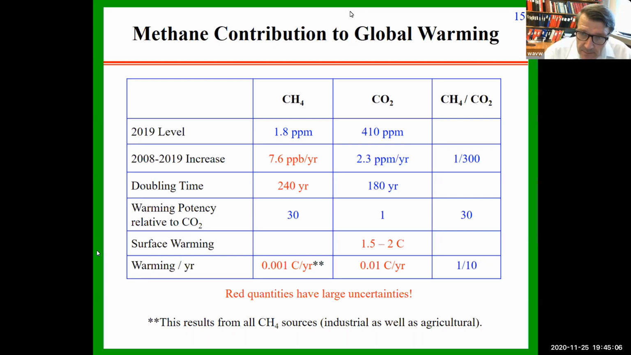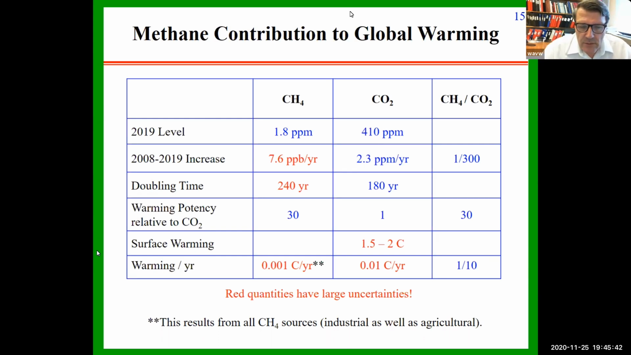Well, we just estimated in the last slide, if we double our CO2, our climate sensitivity will increase the surface temperature somewhere between 1.5 to 2 Celsius, depending on the water vapor. If we divide that by 200 years that it takes to double CO2, we get warming of about 0.01 C per year for doubling CO2. Multiply that by 1/10, and we get warming per year for methane of about 0.001 Celsius or 1 millidegree C per year.